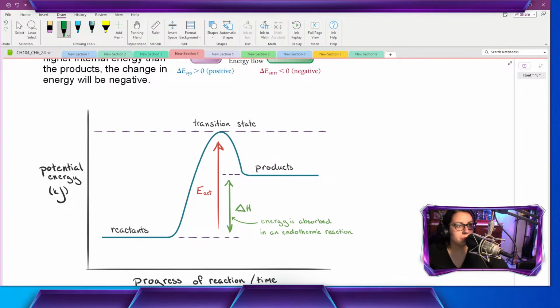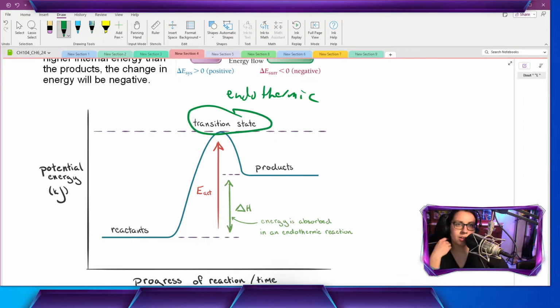And so comparing the reaction diagram for our endothermic reaction, we see our products are now higher in energy than our reactants. So we can take this difference here. That's our delta H. And then notice we can still calculate our activation energy. So we still have that transition state. And so our activation energy is pretty large there.